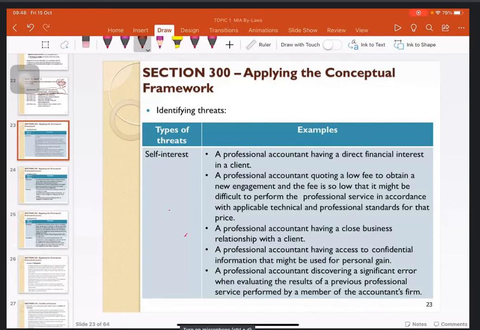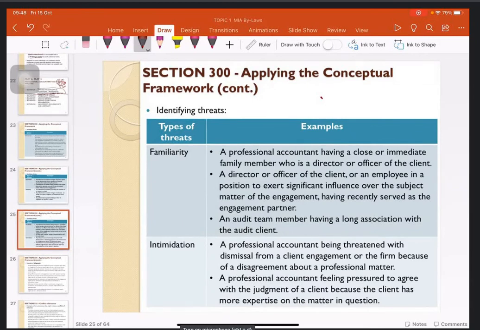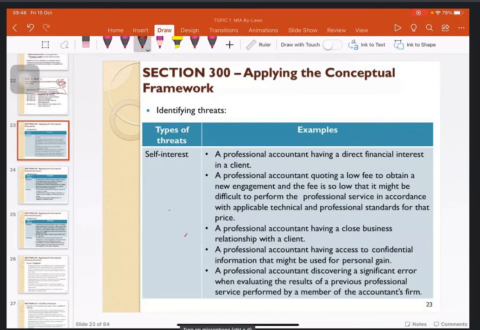Section 300 is about applying the conceptual framework. First we must identify the threat, in section 120. These are examples of threats, for example self-interest threat. You can read quickly too. I will go one by one: first, if you have a financial interest.